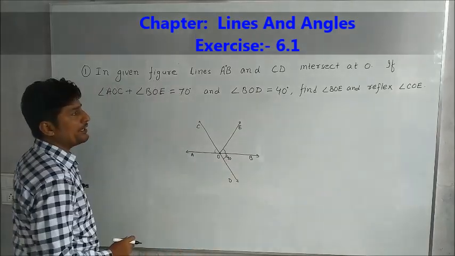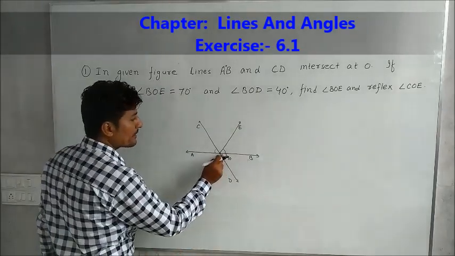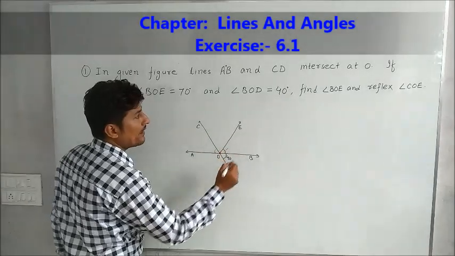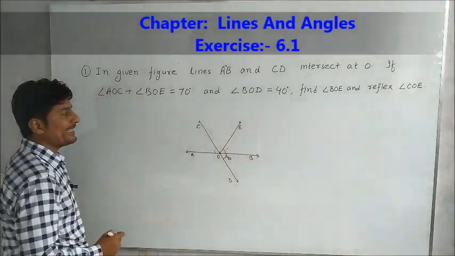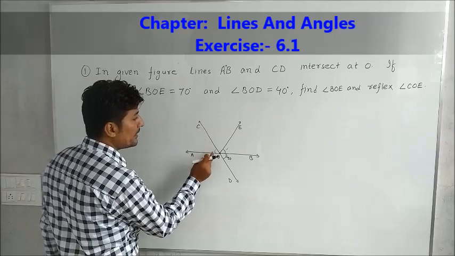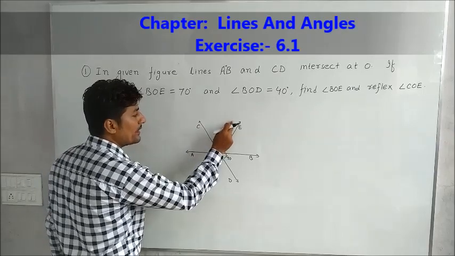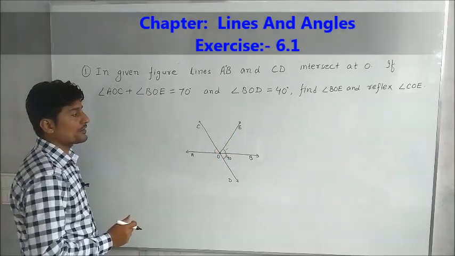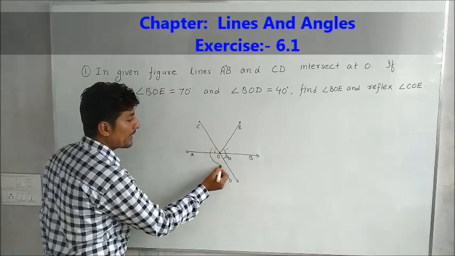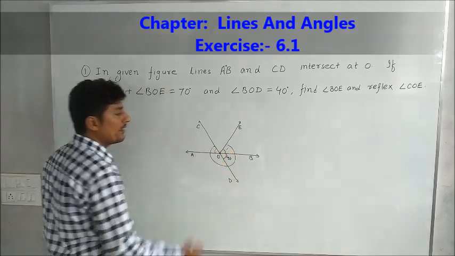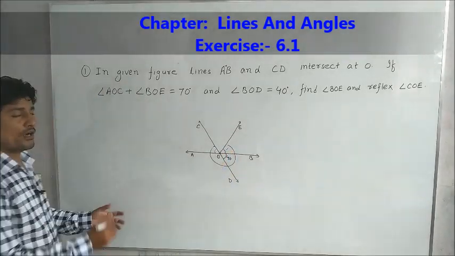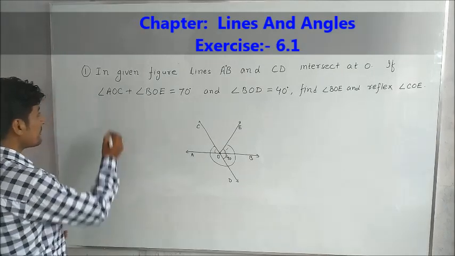Find angle BOE. We have to find the measurement of angle BOE, this angle, and the reflex of angle COE. This angle is COE, and we have to find the reflex of COE. This whole angle is the reflex of angle COE. So let us see how to solve this question.